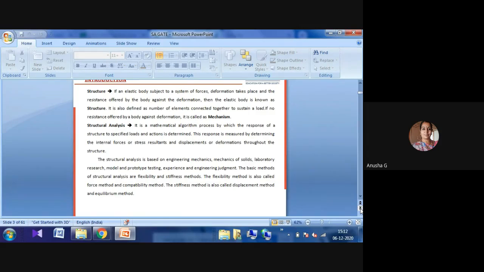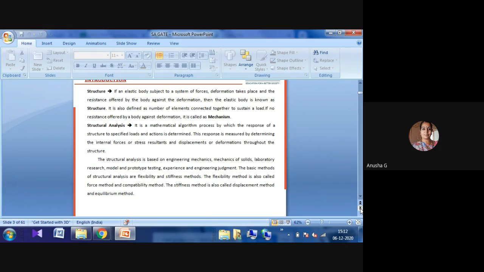Next we will see structural analysis. What is the definition of structural analysis? It is a mathematical algorithmic process by which the response of the structure to specified loads and actions is determined. A number of loads act on a structure, like imposed load, dead load and live load, and whether it is a column or a beam, all of that is defined by this process. The response is measured by determining the internal forces or stresses, resultants, and the displacements or deformations throughout the structure. That is what we find in structural analysis.